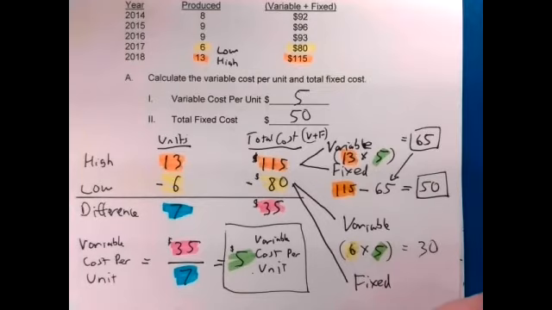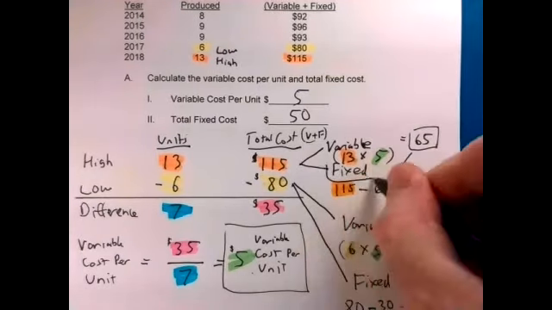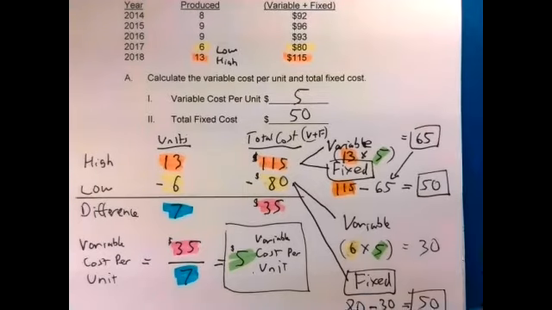Our fixed will be $80 minus 30. And you'll notice that these two are the same. They should come out to be the same, which, if they're fixed cost, they should be the same. They're fixed. All right, so let's go through here.